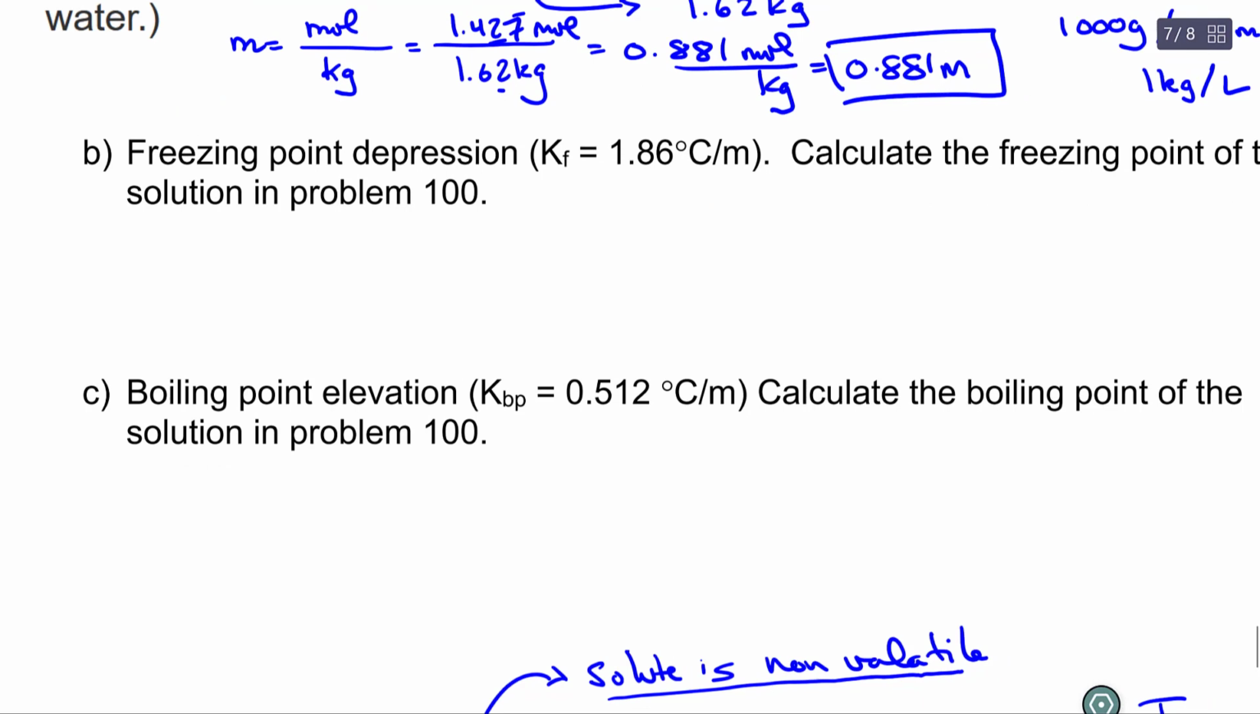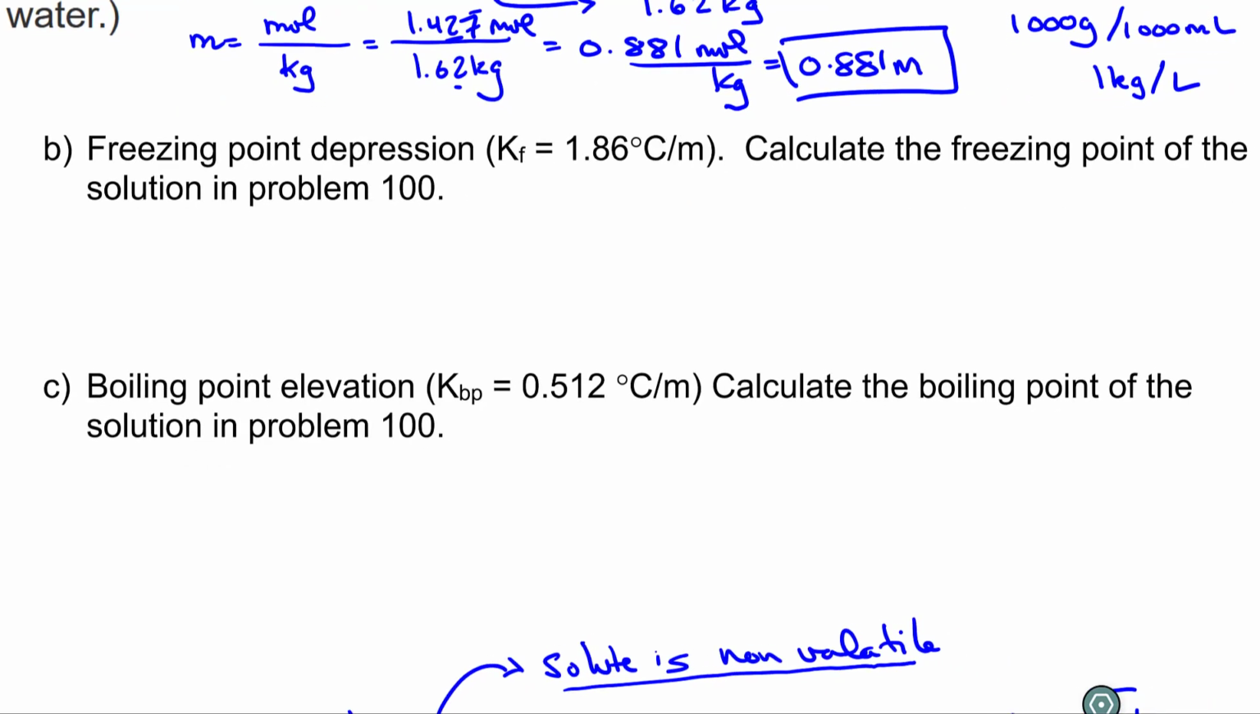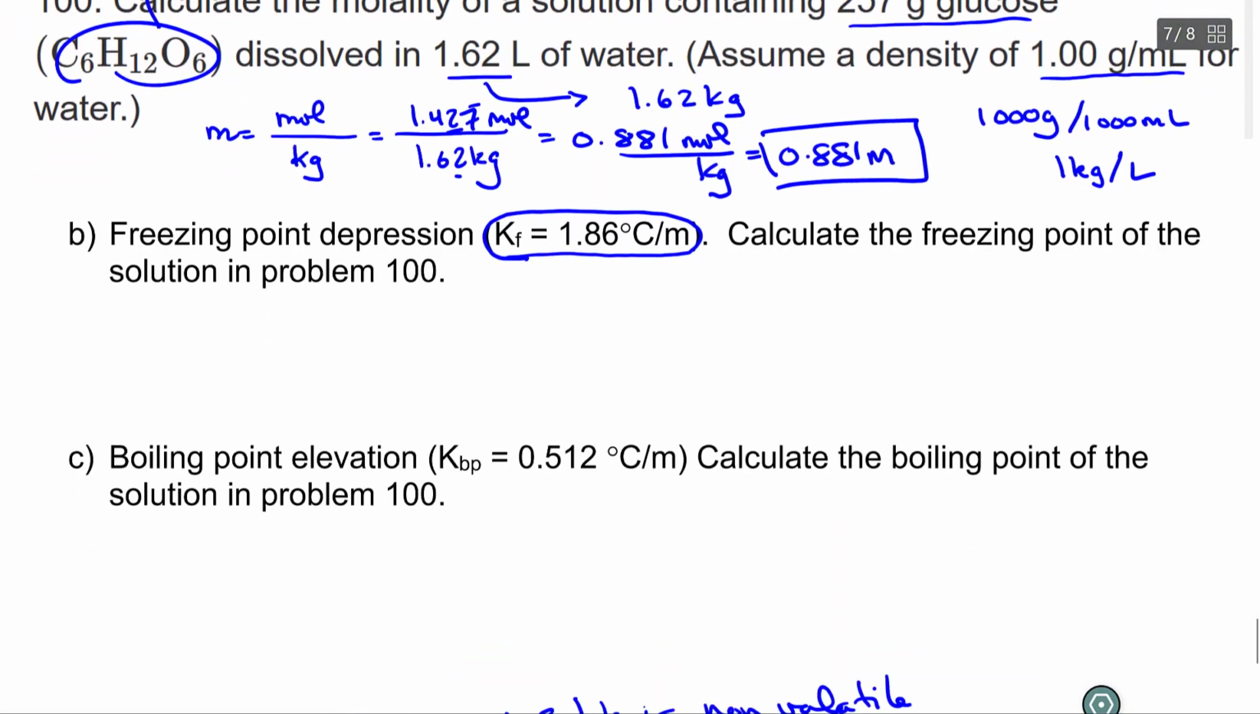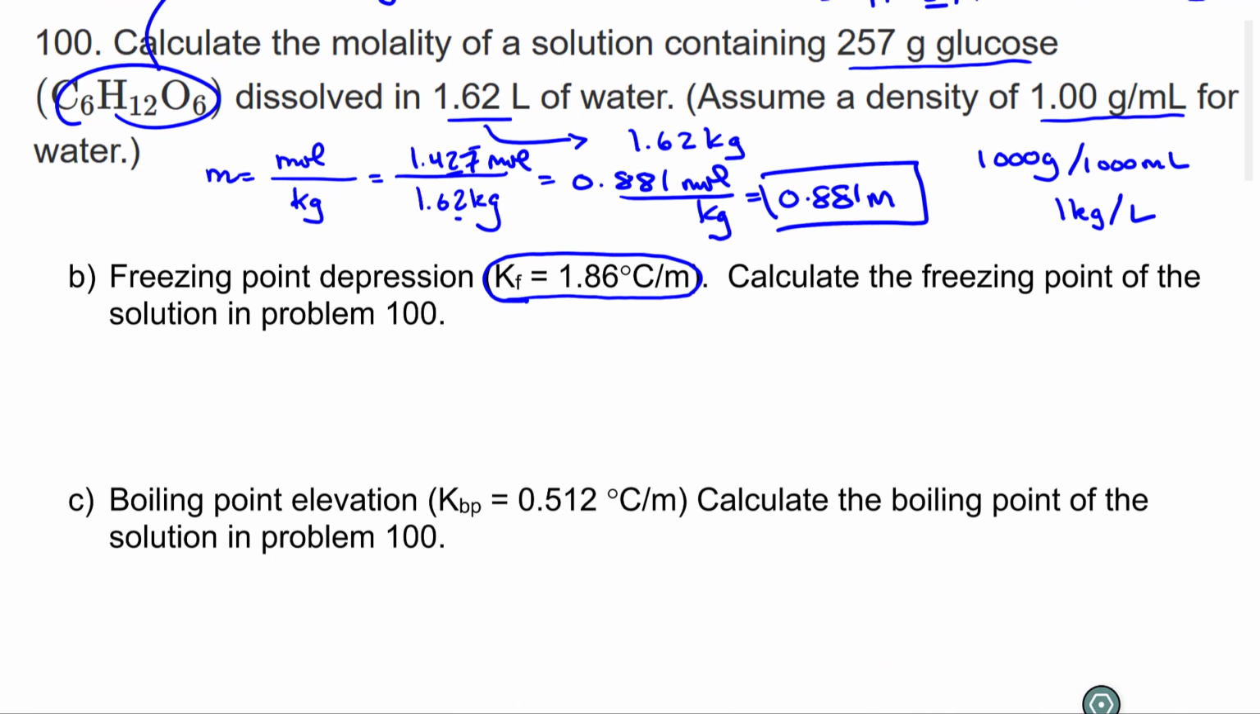So let's talk about freezing point depression real quick and how you do the calculation. Water has a freezing point depression constant. This constant is for water and for any solute that you dissolve into the water. The question I wrote here is based off question 100 from your textbook. It says, calculate the freezing point of the solution in problem 100. So we have 257 grams of glucose in 1.62 liters. We got a molality, M is equal to 0.881 M, which I hate writing that way, but that's the way it's written.